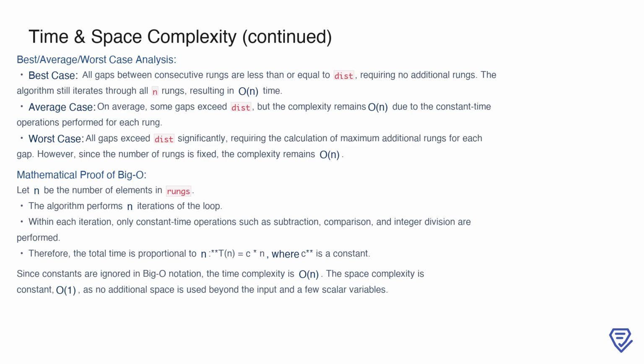Mathematically, the algorithm performs n iterations of the loop, and each iteration involves constant time operations such as subtraction, comparison, and integer division. This results in a total runtime of T(n) = c*n, where c is a constant. Ignoring constants in big O notation, the time complexity is O(n). Similarly, the space complexity remains O(1), as no additional memory is used beyond the input and a few scalar variables.